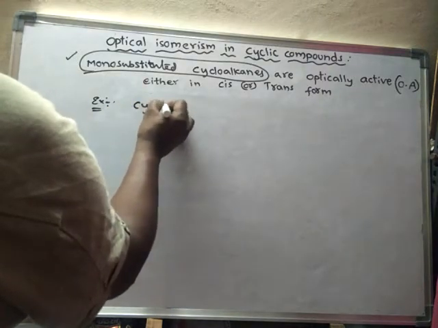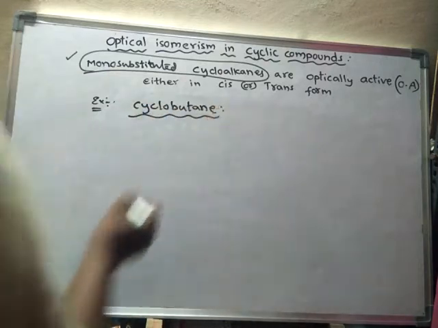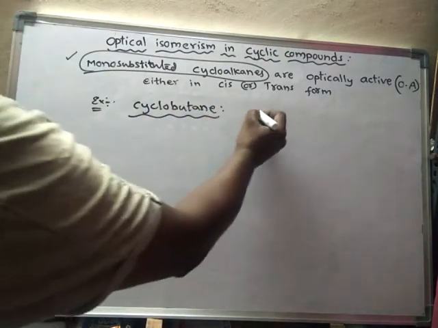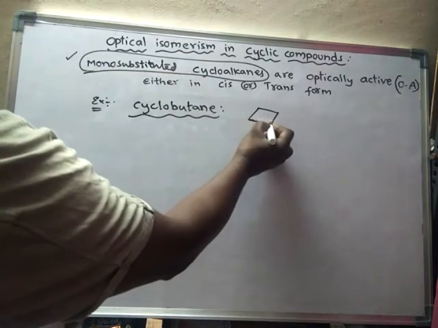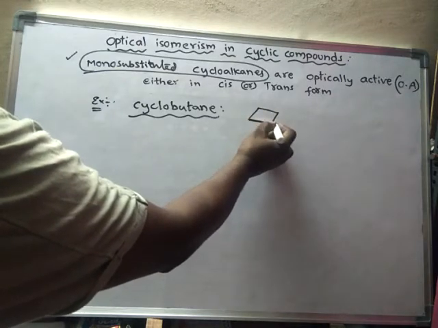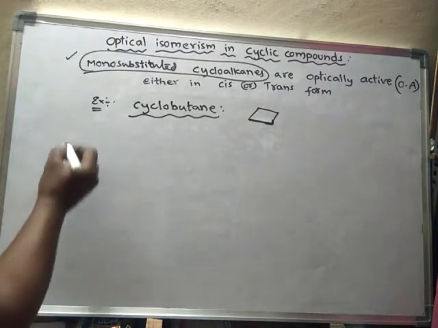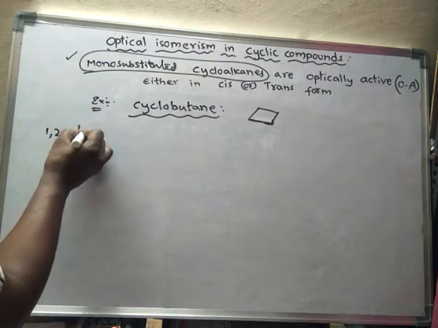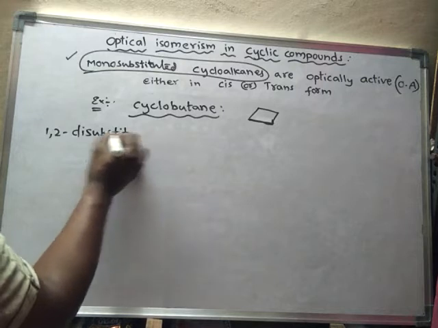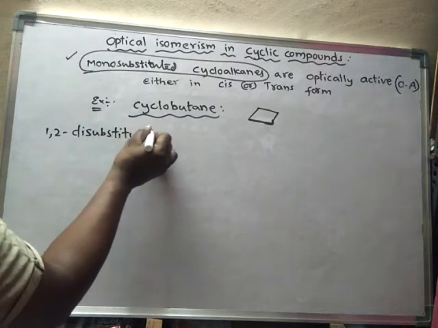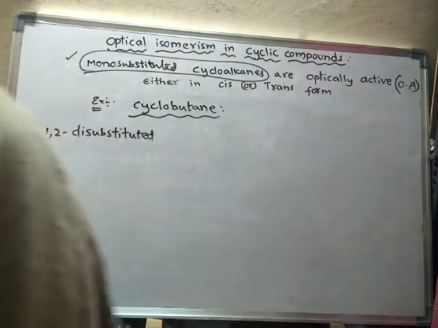In cyclobutane, optical isomerism in cyclobutane. See, this is cyclobutane. So we may study about 1,2 disubstitution and 1,3 disubstitution also. First we will learn about 1,2 disubstituted cyclobutane.